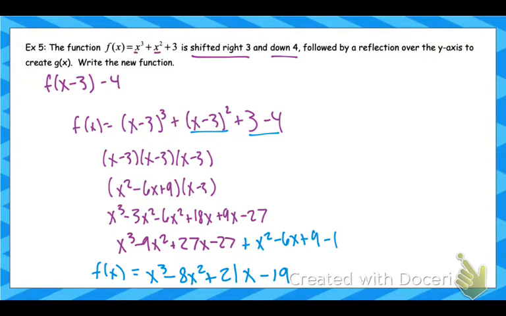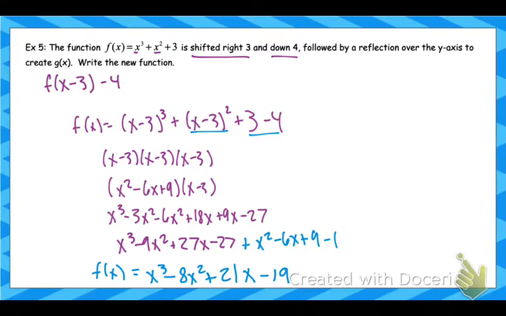So after all that work in messy algebra, we're done with that first big step. Now the last step is actually really short, but keep in mind that was just the shift right 3 and down 4. The shift right 3 is really all of the algebra behind that, just because we had to cube it and square it and combine like terms. This is really just a big foiling question.